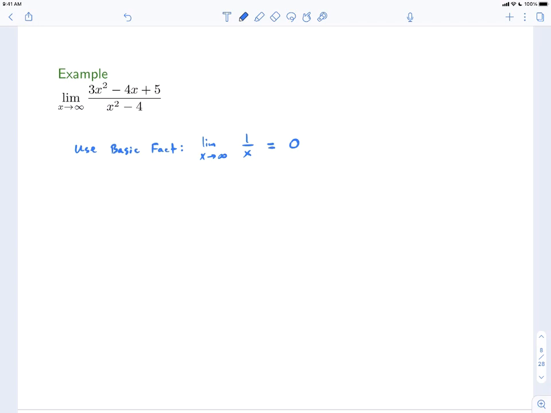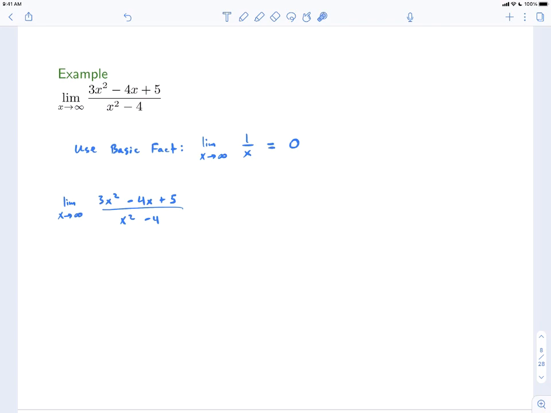So we start with the limit as x goes to infinity of the rational function we're given, 3x squared minus 4x plus 5, divided by x squared minus 4. If you were to try to just compute the limit of the numerator and the denominator, you'd very quickly see that the numerator is becoming infinitely large and the denominator is becoming infinitely large. This is a case of what we often call infinity over infinity. This is something that's called an indeterminate form. That means it might have a value, but you can't tell what it is just by computing the limit of the numerator and the limit of the denominator.